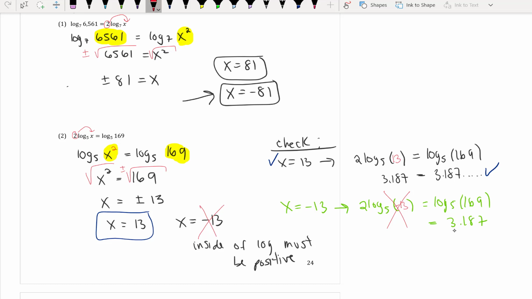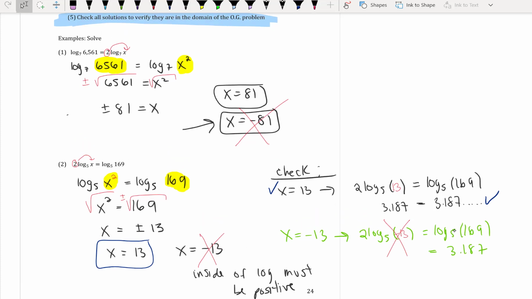So again, please go back to number 1 and realize that because it's negative, it will not work, because when you plug it back in, the inside of the log is negative. So that is what it means to make sure that you check in the domain of the original problem. If it does not fit into the original domain, then we exclude that answer.